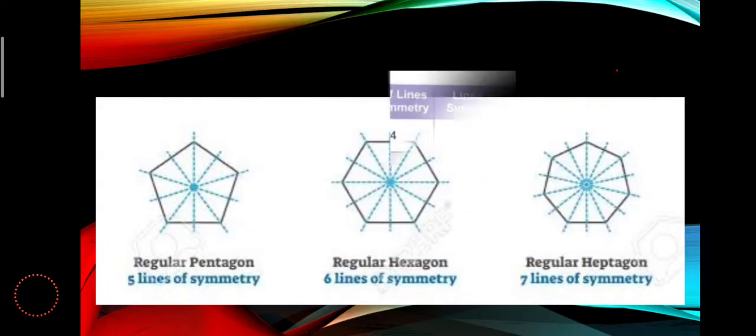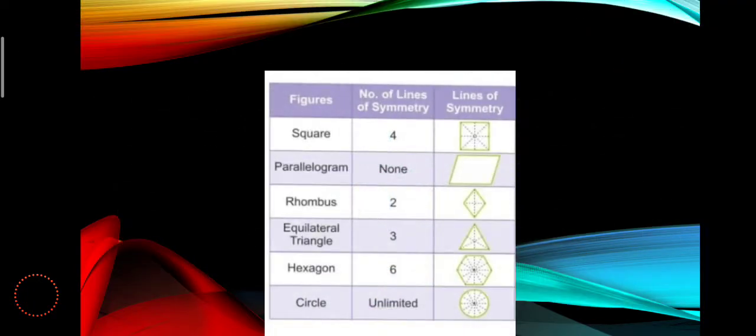Understood? So in short, we are now able to tabulate them and write them. Lines of symmetry, how many for each figure? First is the square, 4 lines of symmetry, and in the third column they have drawn dotted lines to show you where the lines of symmetry exist. The parallelogram has no line of symmetry, that's why there are no dotted lines in it. The rhombus has 2, so both dotted lines are shown in this rhombus.